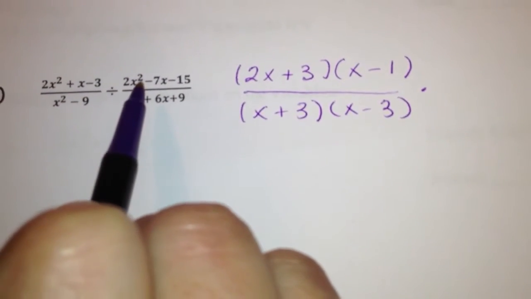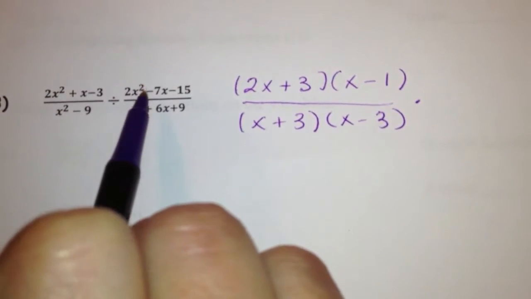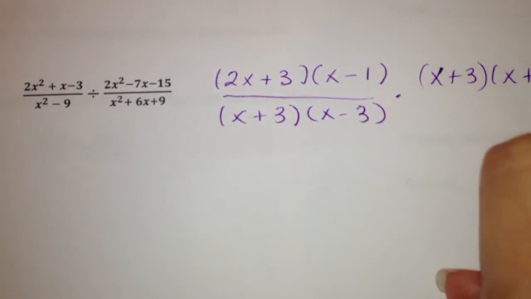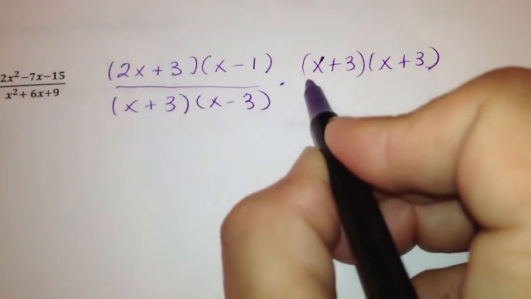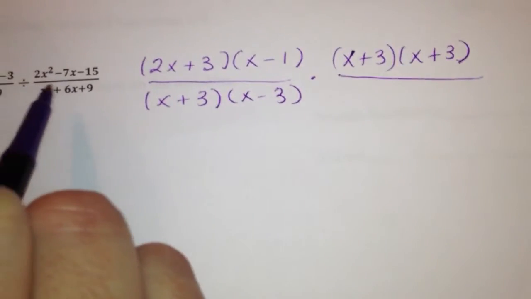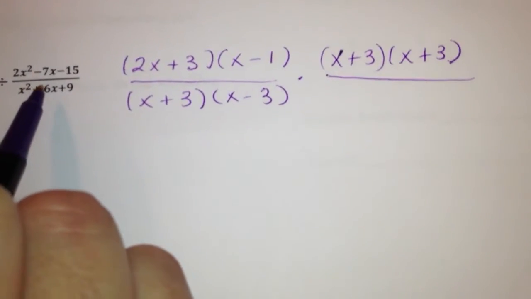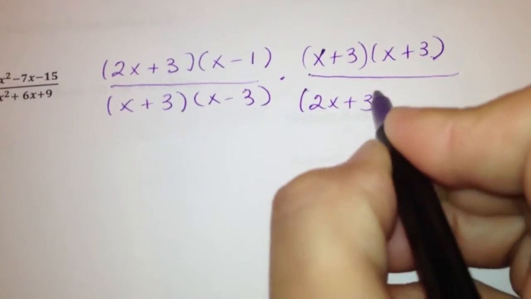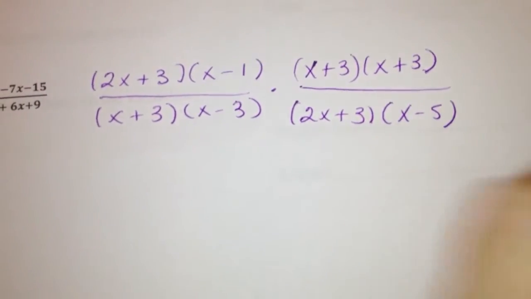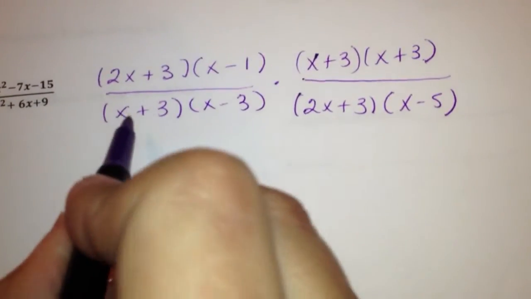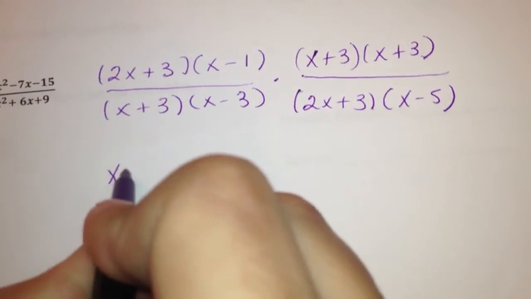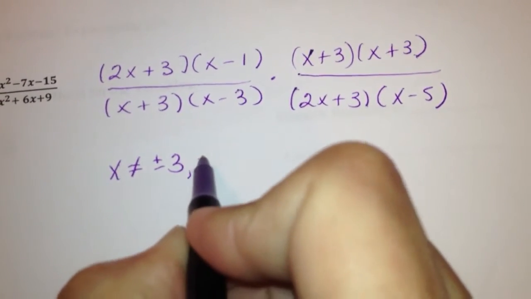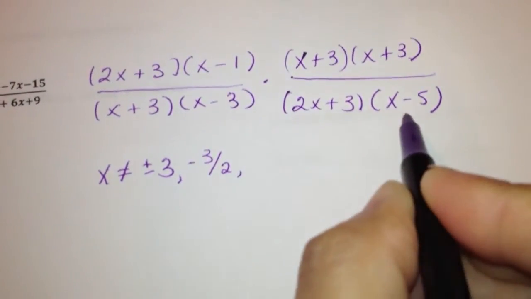Numerator right here, we're going to move to the denominator. This is going to now be on top, and that is x plus 3 times x plus 3. And the 2x squared minus 7x minus 15, again we'll use the A&M method to factor it, gives us 2x plus 3 times x minus 5. All right, state our domain restrictions. None of these can equal 0. That means x cannot be positive or negative 3. Here it cannot be negative 3 halves. And here it cannot be 5.